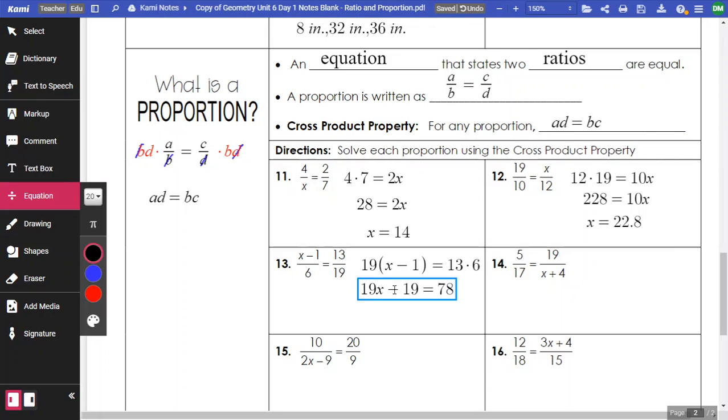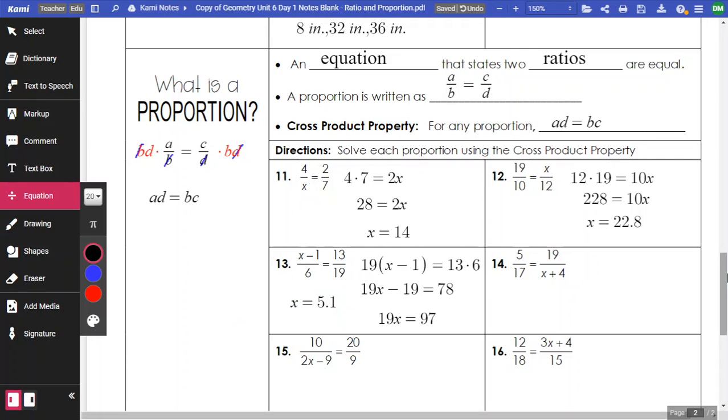And then from here, if we add 19 to both sides, that gets us 19x is equal to 97. And if we just round this off to the first decimal place, it's going to be about 5.1. So we'll just call it 5.1 there.